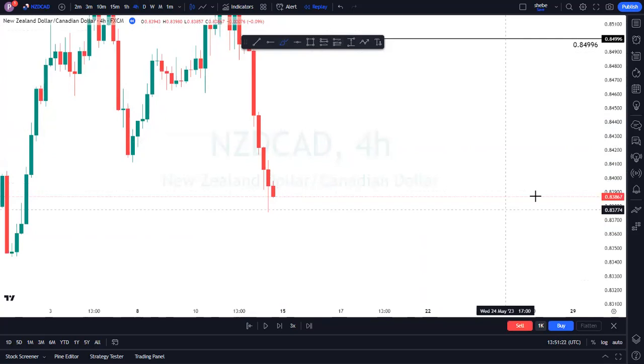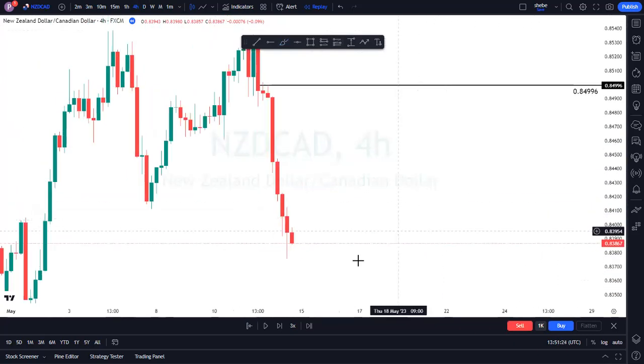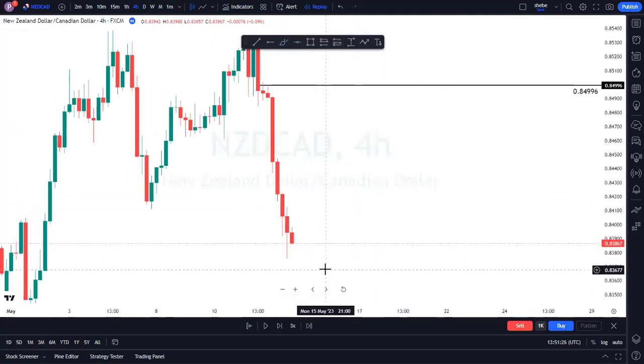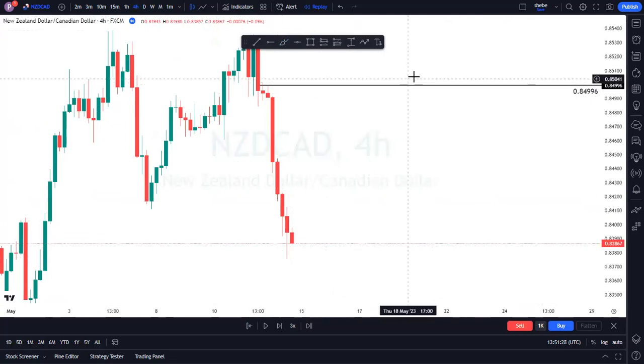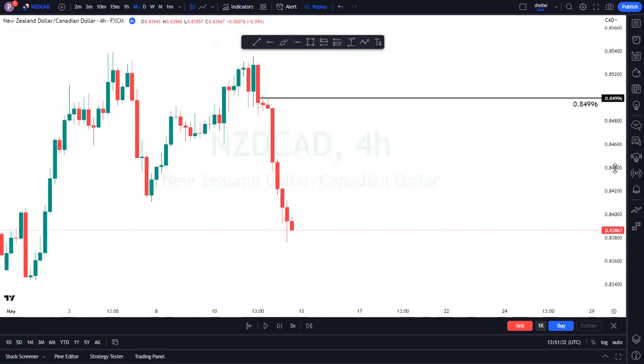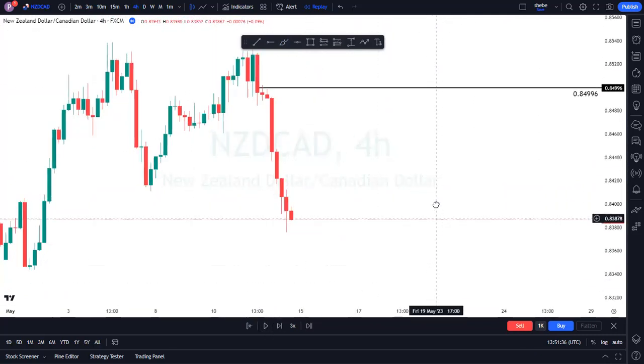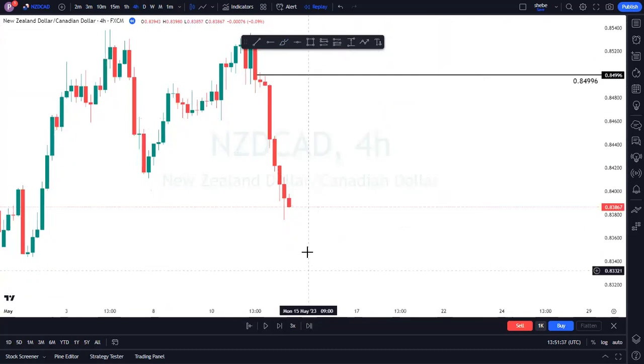So now, let me explain a little bit how we could have taken this trade, which is, like I say, that this pair is in bullish, it is in bearish right now. Now, let's see how the break of structure occurred, and how we could have taken that pair.